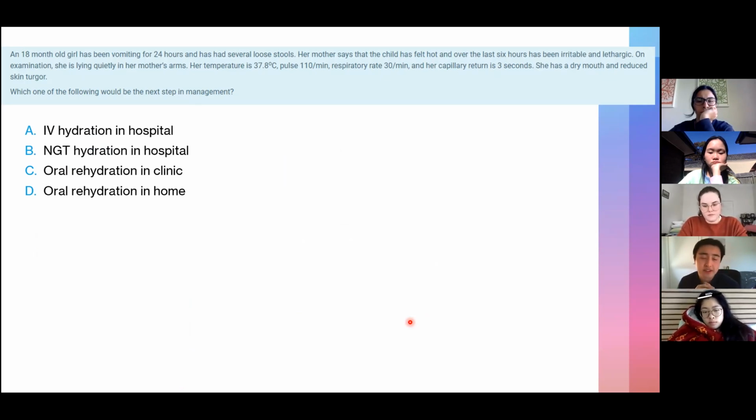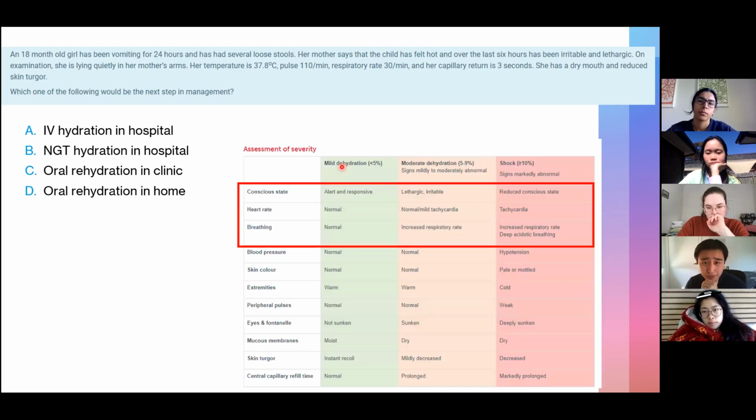All right, cool. So the answer to this question is B, NGT rehydration. This is a tricky one, and I got it wrong the first go. The main thing that you need to keep in mind is to identify how dehydrated they are. So I pulled this table from the RCH. Now, I sometimes have the memory of a goldfish, so I don't bother remembering all these things. What I like to look at is the first three columns, which I've put in this red box.